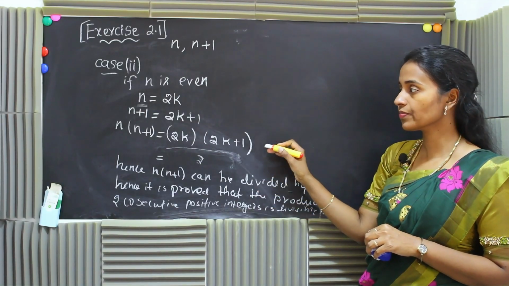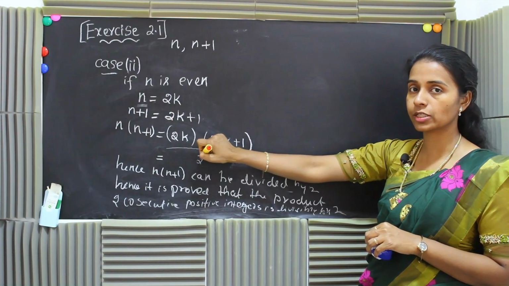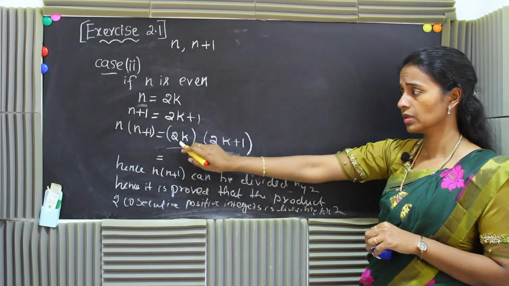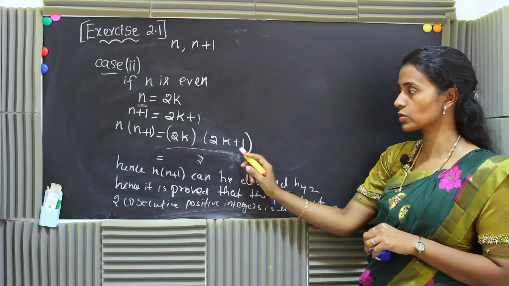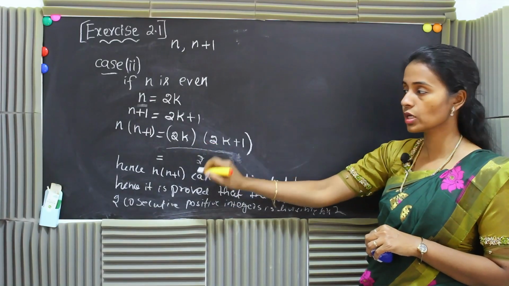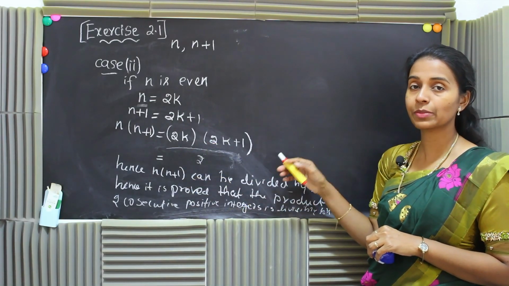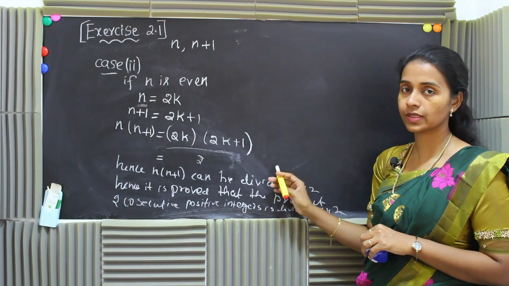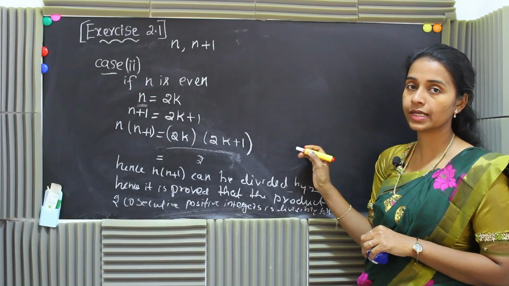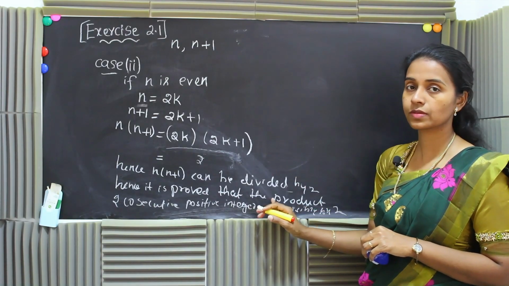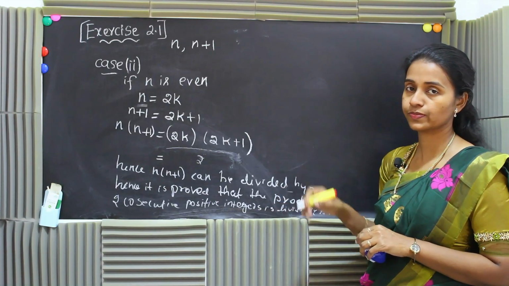And finally, just check the product. If it is divisible by 2, here we have 2, right? Here also 2, here also 2, k plus 1. So it is divisible by 2. So we can write, hence it can be divided by 2 without leaving the remainder. And finally, we have to write, hence it is proved that the product of two consecutive positive integers is divisible by 2.